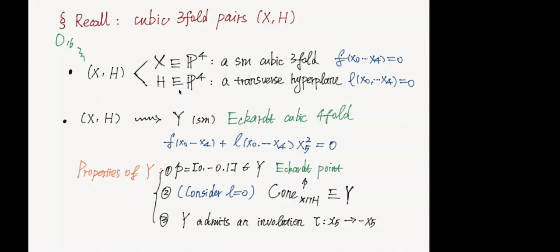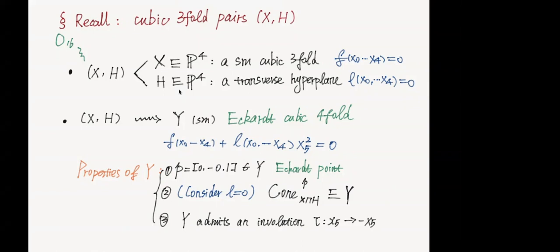So then what we do to construct the period map for such a pair is to first encode this pair X, H as a cubic fourfold. The equation is very explicit. It's just F plus L times a new variable squared, so X5 squared equals 0. So clearly this is a cubic fourfold. It's smooth.